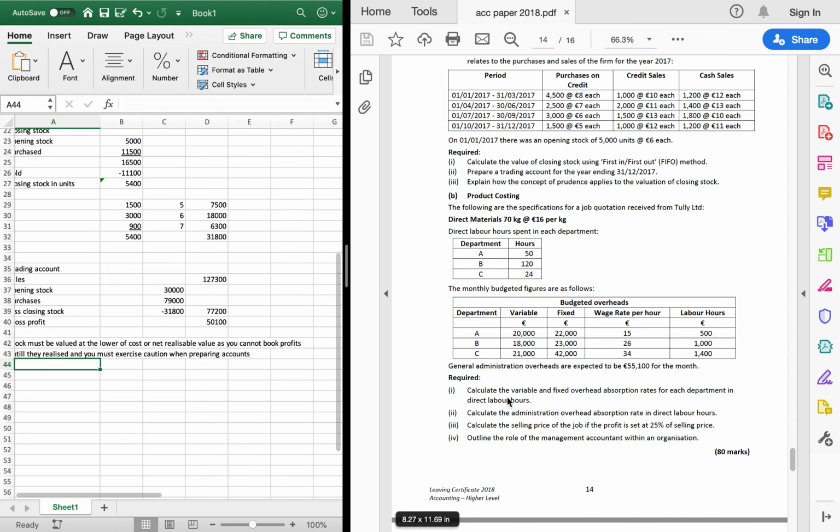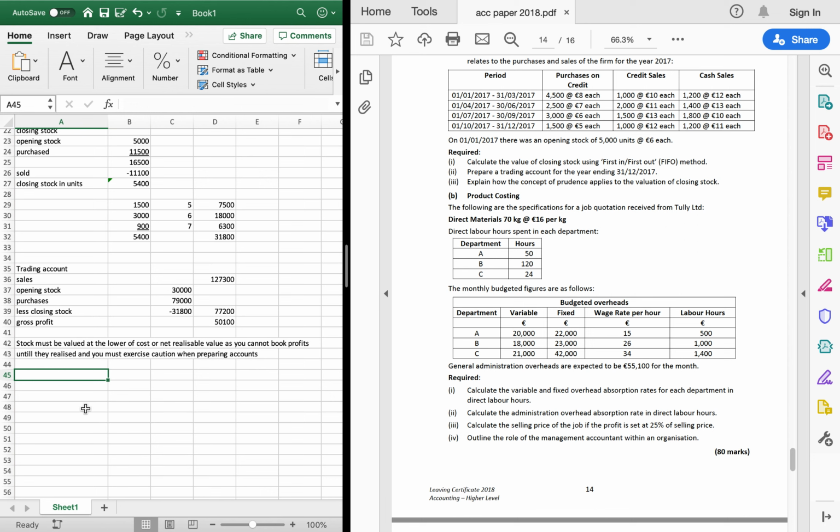Calculate the variable cost and fixed overhead absorption rates for each in direct labor hours. So all we do is for department A, we take our variable cost, we've got 20,000, we're going to divide by 500, and that'll give you 40 euros per hour. So that's your variable. Your fixed is 22,000 divided by 500. It's just divided by the number of labor hours, which is 44 per hour.